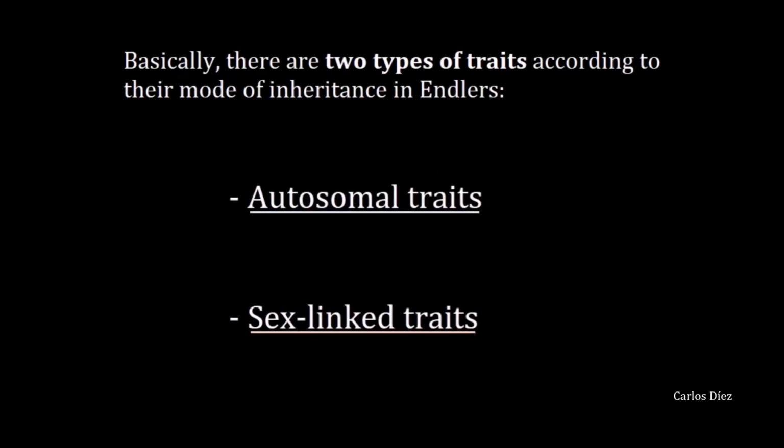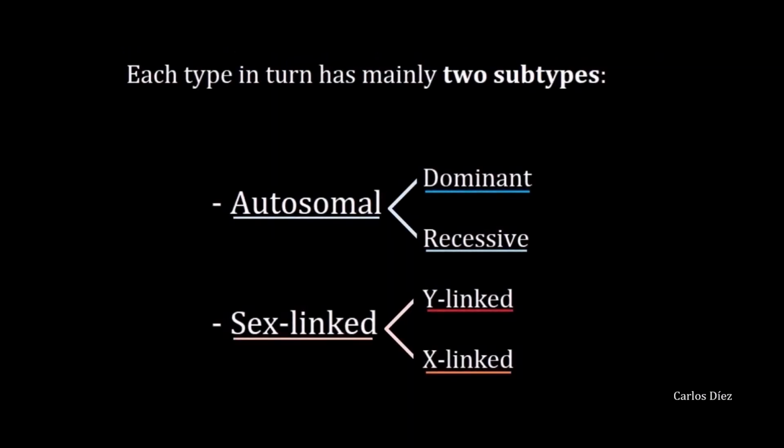Basically, there are two types of traits according to their mode of inheritance in Endlers: autosomal traits and sex-linked traits. Each type in turn has mainly two subtypes. The autosomal traits can be dominant or recessive. The sex-linked traits can be Y-linked or X-linked.